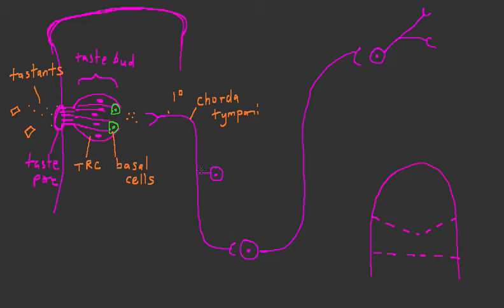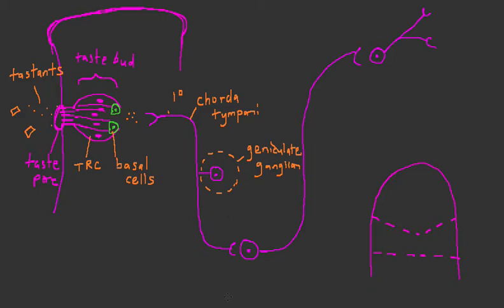And the cell body is hanging out in a ganglion, which is a group of cell bodies in the peripheral nervous system, and it's the geniculate ganglion, which is lodged in the skull. And you can think of this as similar to the dorsal root ganglion for touch sensation. It's like the dorsal root ganglion, but for taste.